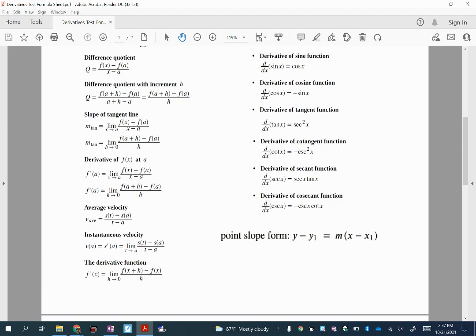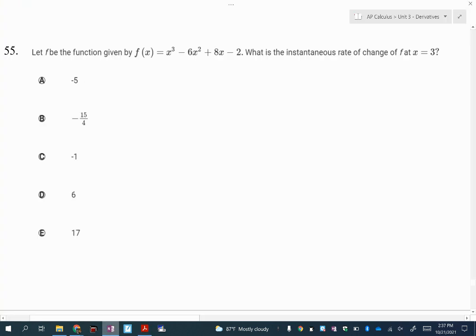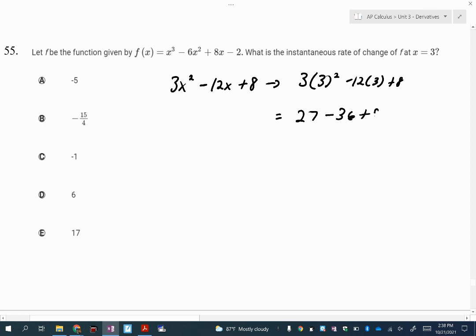But essentially, this is just asking you to find the derivative and plugging in x equals 3, right? The instantaneous rate of change is to find the derivative of this function, which is 3x squared minus 12x plus 8, and then evaluate it at 3. So that's going to be 9 times 3 is 27, minus 36, plus 8. That's going to be negative 9, plus 8, which is negative 1.